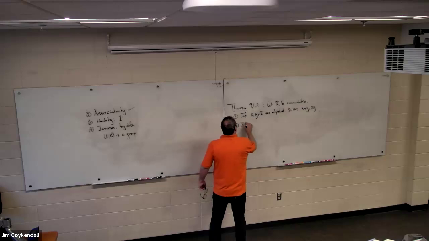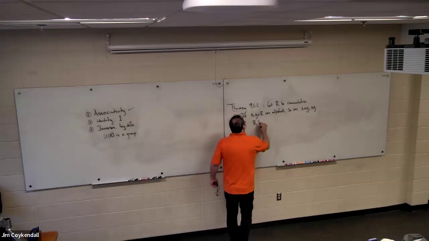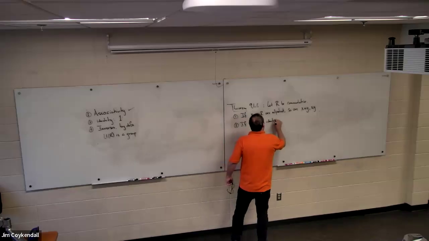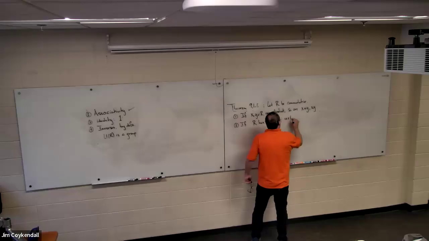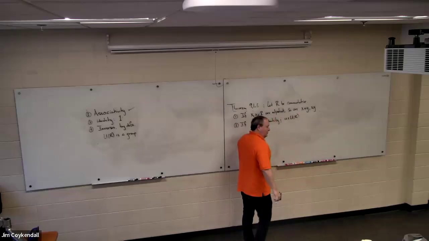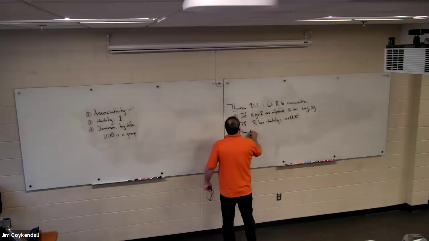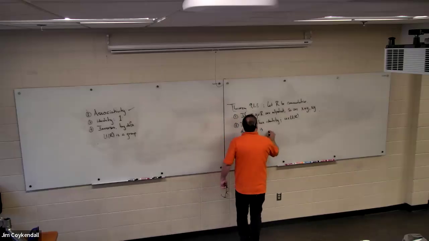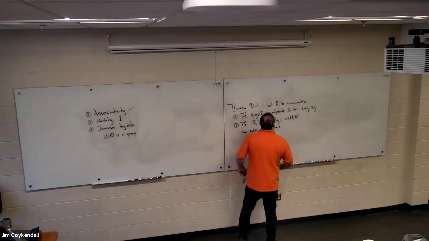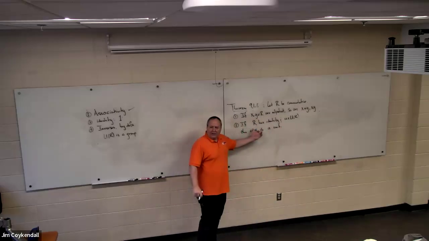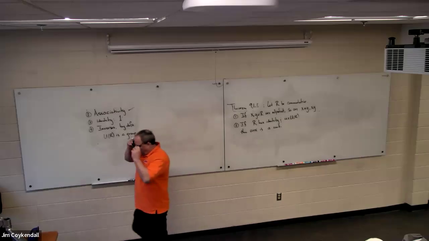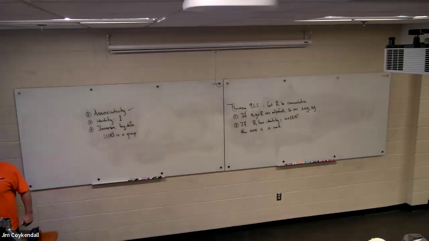Two, if R has identity and U is an element of the units, then U plus X is a unit. That is to say, if your ring also has an identity and U is a unit in the ring, when you add a unit and a nilpotent, it's a unit. Both of these, or all of this, really depends on commutativity.